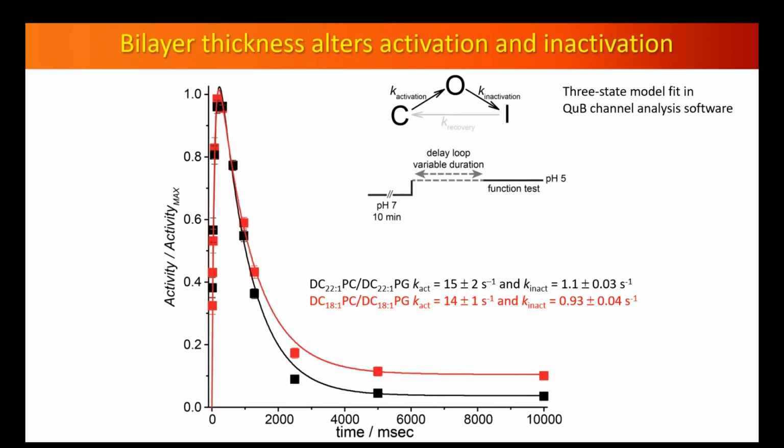So first, we wanted to address whether changes in bilayer thickness affect KcsA function. And we fit the slope plotted as a function of time in the delay loop at pH 5 to a 3-state model in QuB channel analysis software. What we found is that different thicknesses affect the rate of inactivation modestly, more so than activation, which is minimally affected, if at all.